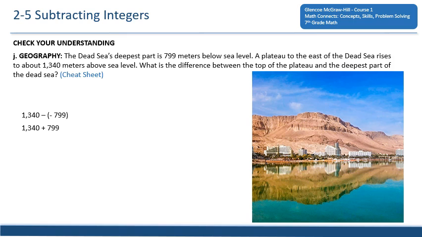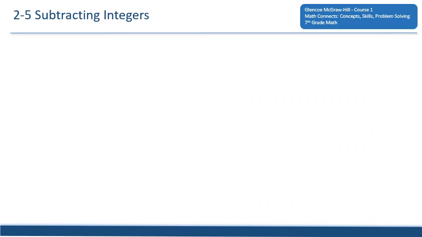And we know that in order to subtract that, we're going to add the opposite. So then we get 1,340 plus 799, and the difference between the top of the plateau and the deepest part is 2,139 meters. If we estimate this, 1,300 plus 800 is 2,100.